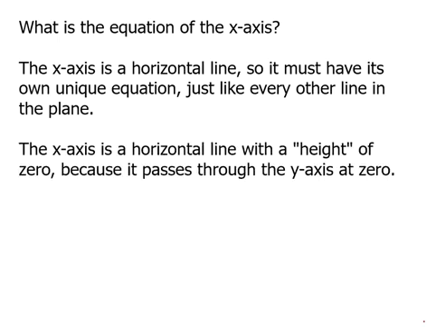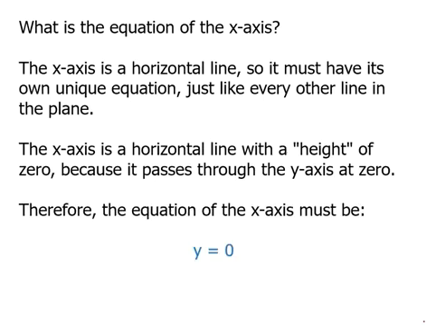The x-axis is a horizontal line with a height of 0 because it passes through the origin. It passes through the y-axis at 0. It has a y-intercept of 0. Therefore, the equation of the x-axis is y equals 0. Very tricky: to write the equation of the x-axis, we need to write y equals 0. Very interesting.